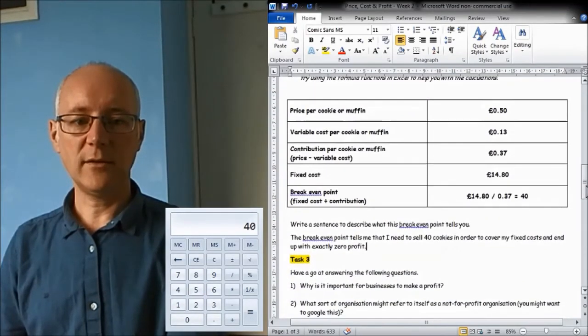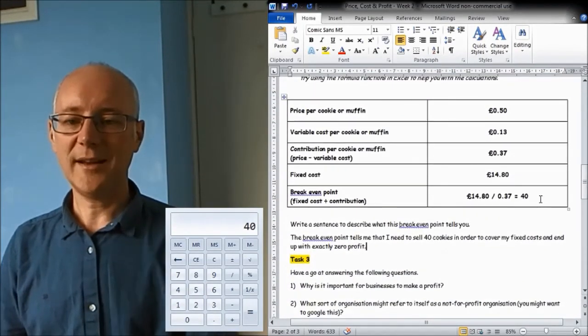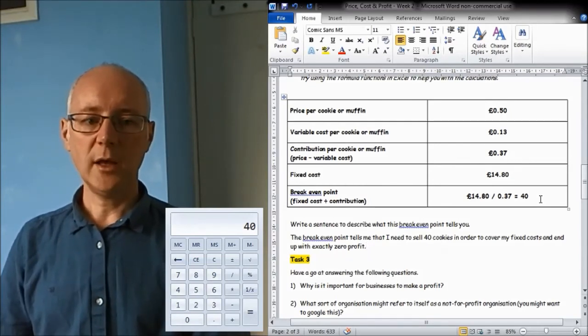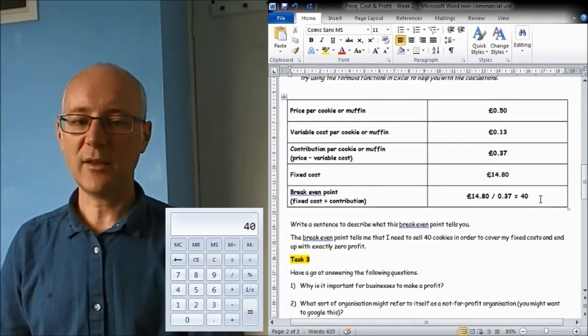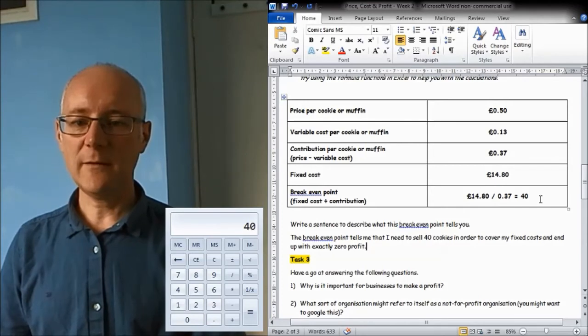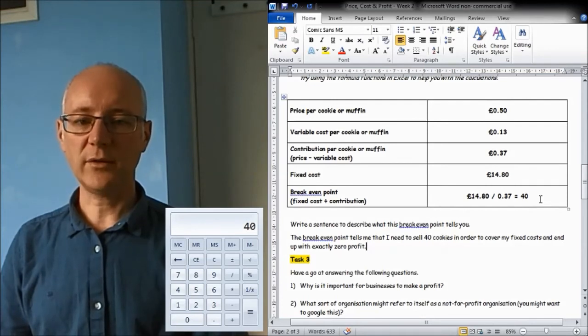Okay, if I sold 40 cookies I would get exactly zero profit, and you could go back and work that out using the profit calculations and see that that was true. So that's what we call break-even point. So breaking even is when you've exactly met all your costs with the money that you get in from sales, and therefore you get exactly zero profit.